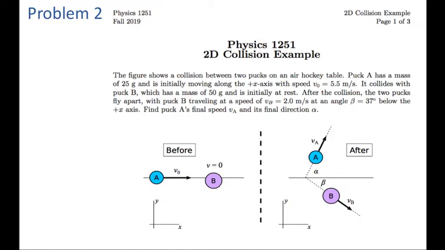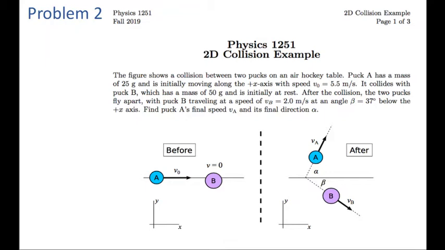So the question is asking us the final speed of A and its final direction, alpha. And the first thing we need to ask ourselves when solving this problem is, what type of collision is taking place? Because when we know that, we'll know what is being conserved.